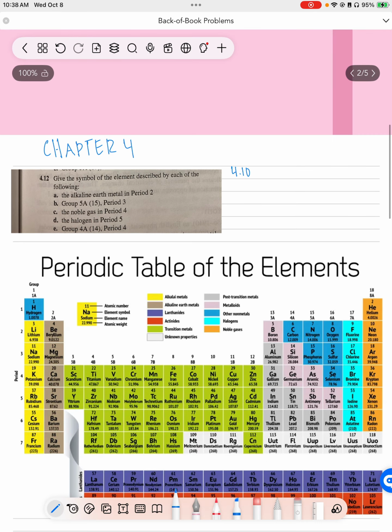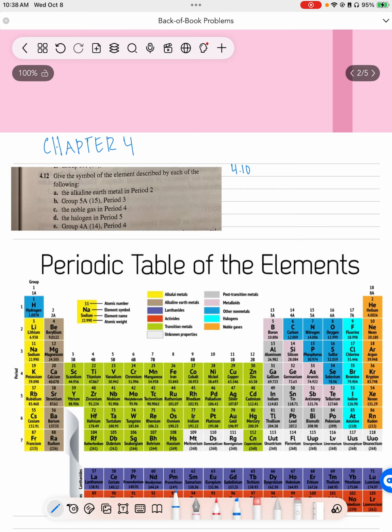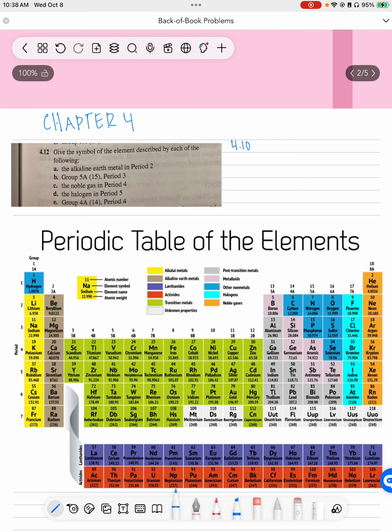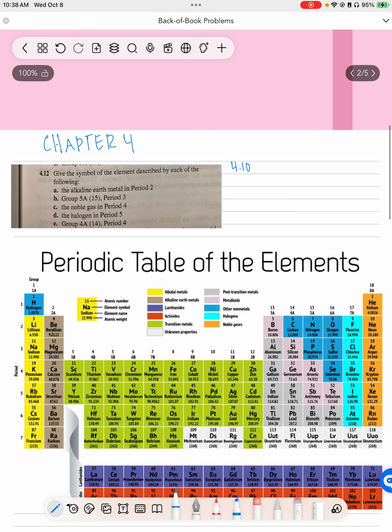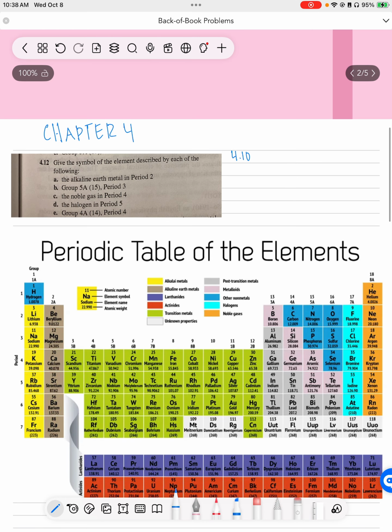Okay, so we are working on chapter 4, back of the book problems, and I am skipping 4.2 and 4.4 because those you just mostly need to memorize the names of those elements, and there's really just no way to do that on a video. So I encourage you to try to make flashcards or do whatever you can to memorize the element names. So your question that you have on your back of the book is 4.10.